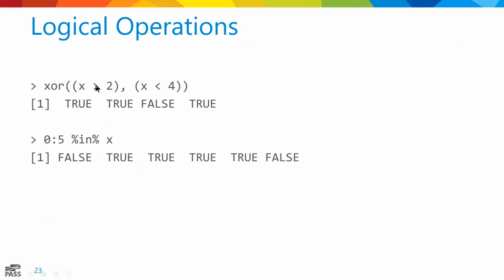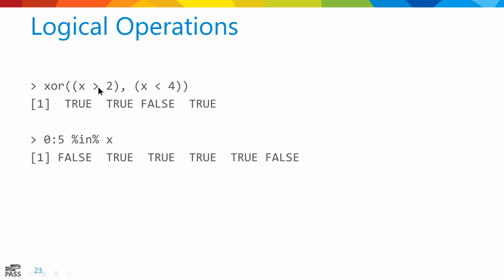Either x has got to be greater than 2 or x has got to be less than 4. It can't be both. Only 3 is greater than 2 but also less than 4. 3 matches both conditions, which is why this one's false. With an exclusive OR, it has to match either one of the conditions, but not both.